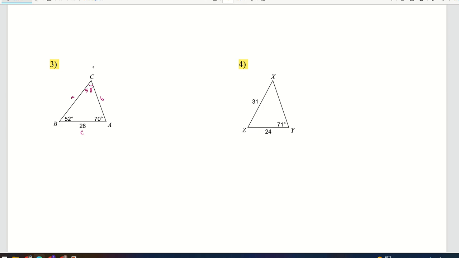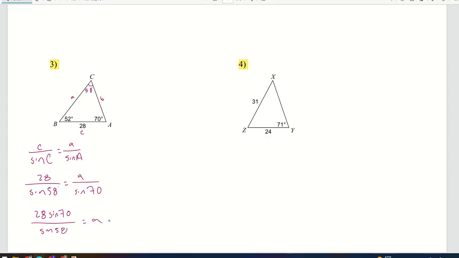So since I know the entire C piece, I'm going to work with the law of sines. So it'll be little c over sine of big C, and let's just find A first. It doesn't matter if we did A or B first. Little a over sine of big A. All right, so we get 28 over sine of 58 equals little a over sine of 70. Multiply both sides by sine of 70, we get 28 sine of 70 all over sine of 58 equals little a.